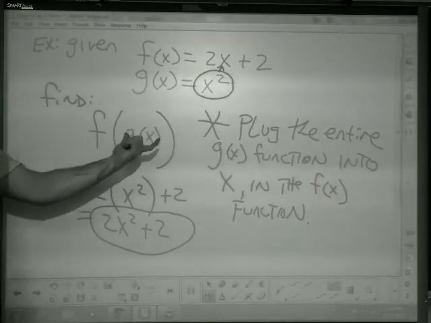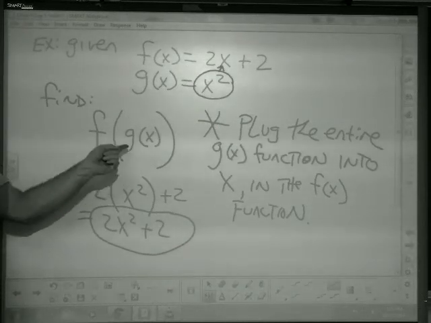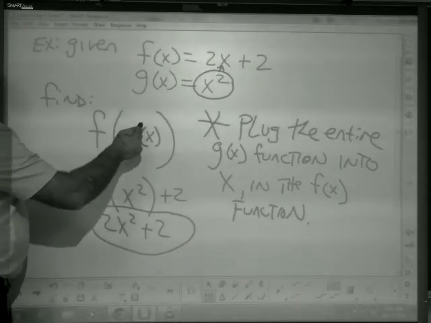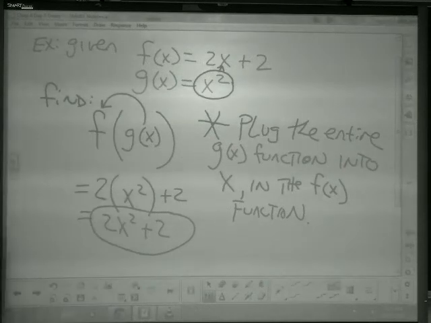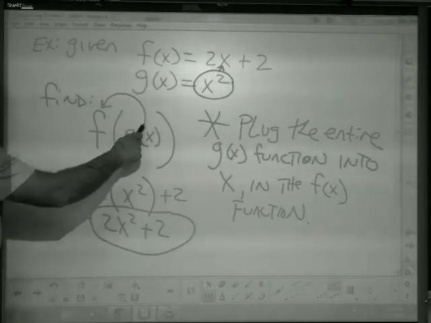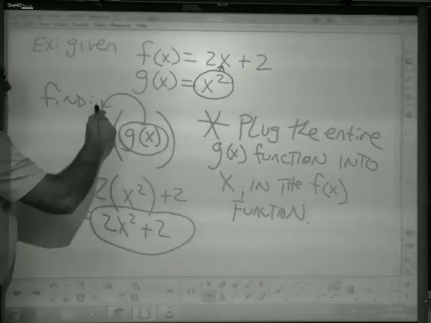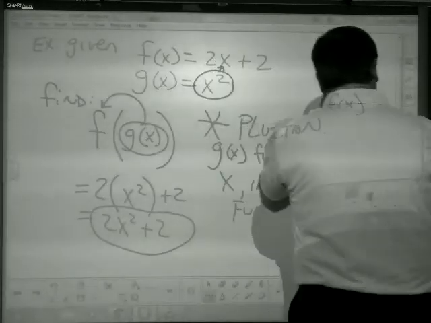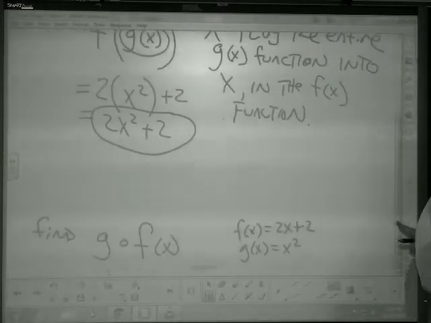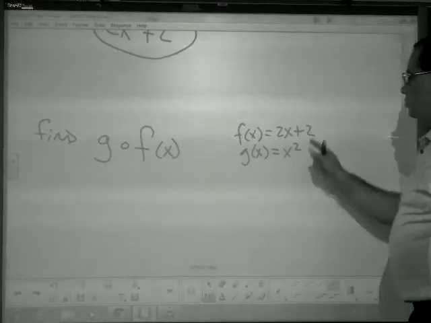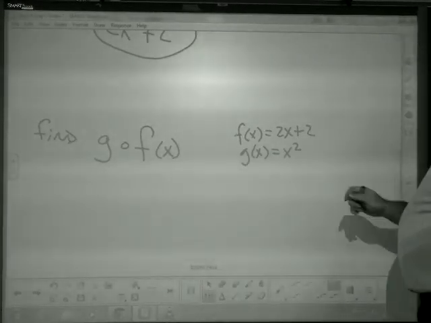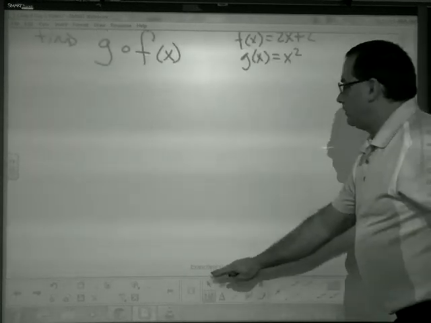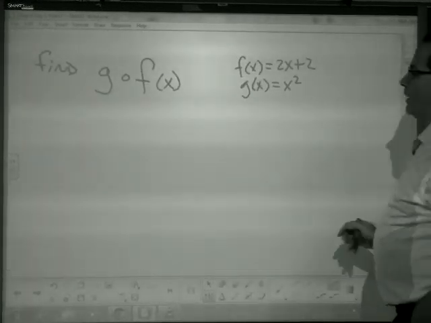When you do not have a number, you plug the entire thing of whatever this is into that. This whole thing goes into the f function if they don't give you numbers. Let's look at one more. Again, using my same functions. Find the g circle of the f of x.